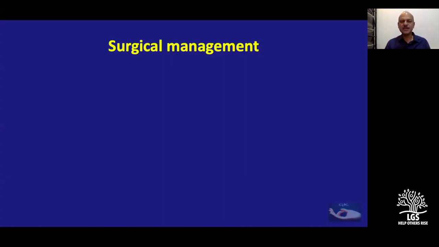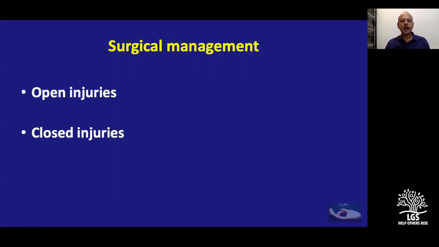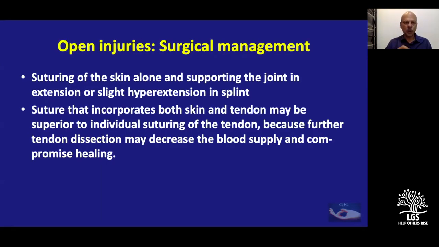But after 6 months, usually it is not ideal to try a course of splint application. It is better to go in for surgical management. So the indications for surgical management, and the different types of surgical management, we shall see now. Surgical management is indicated for open injuries or closed injuries. Either of these will need surgical management. If it is an open injury, you have an injury of the skin and sometimes an exposed and cut extensor tendon. Suturing of the skin alone and supporting the joint in extension or slight hyperextension, as we have already seen, can be done.